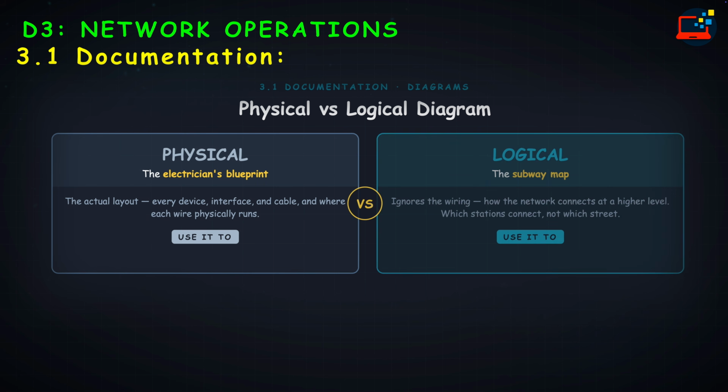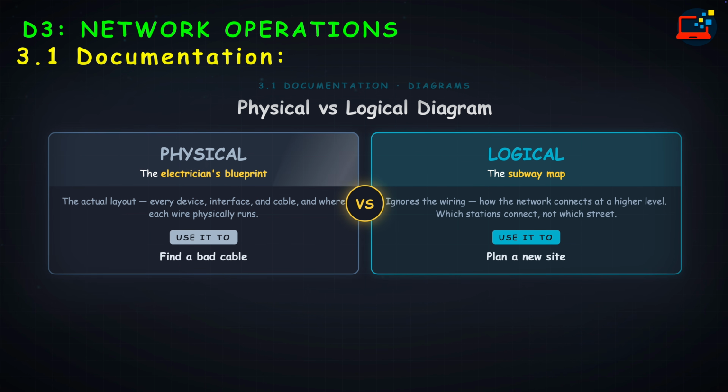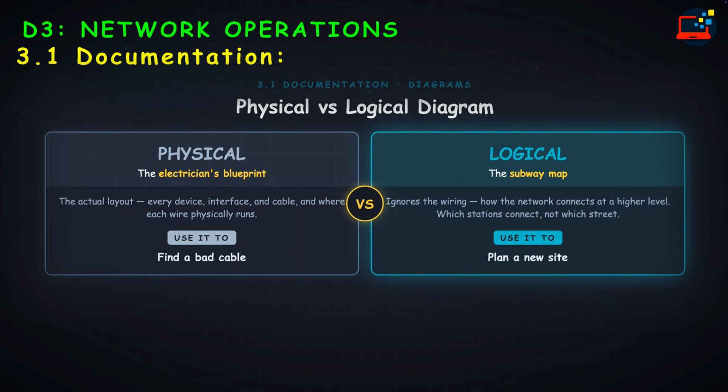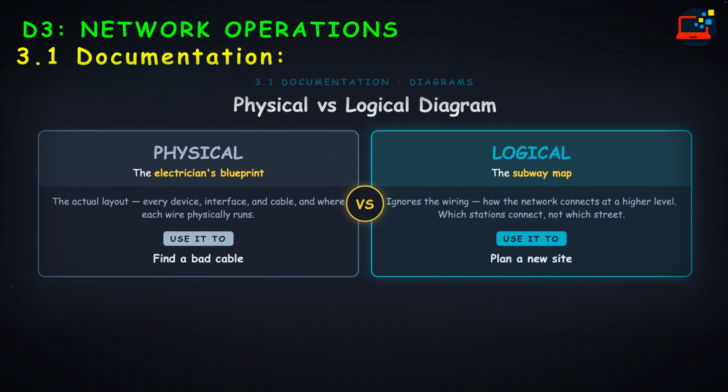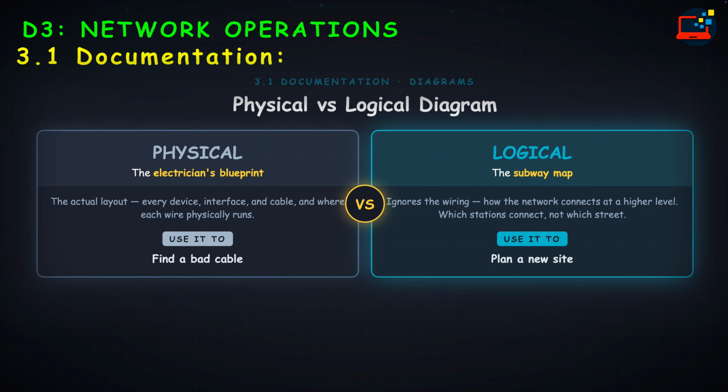Start with diagrams. A physical network diagram shows the actual layout, every device, every interface, every cable, where each wire physically runs. It's the electrician's blueprint. A logical network diagram ignores the wiring and shows how the network connects at a higher level. It's the subway map. It doesn't care which street you're on, only which stations connect to which ones. You use the logical diagram to plan a new site and the physical diagram to find a bad cable.